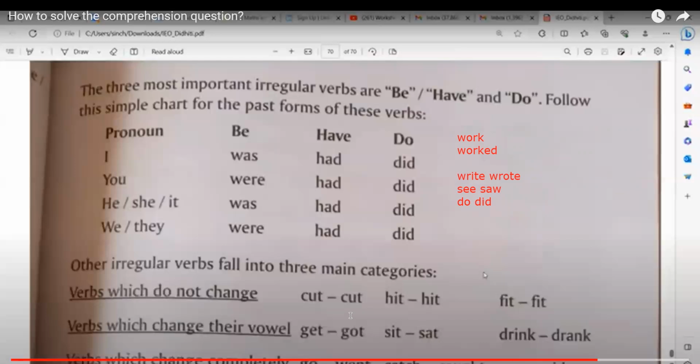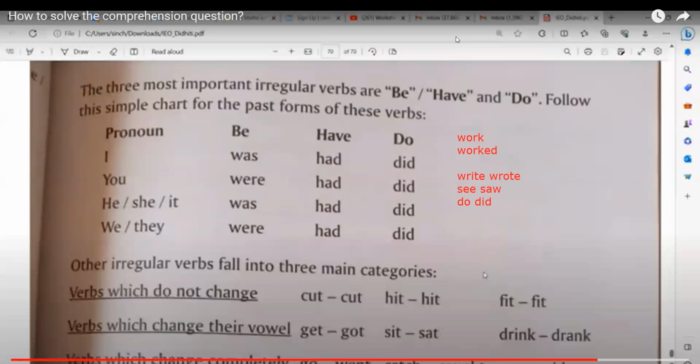In present tense also we use cut. In past tense also we use cut. In the same way, the same thing happens with hit and fit. Is it clear to everyone? And please repeat. Yes, ma'am. There are some verbs which do not change when we change it from present tense to past tense. Cut, hit and fit remain same both in the present tense and in the past tense.